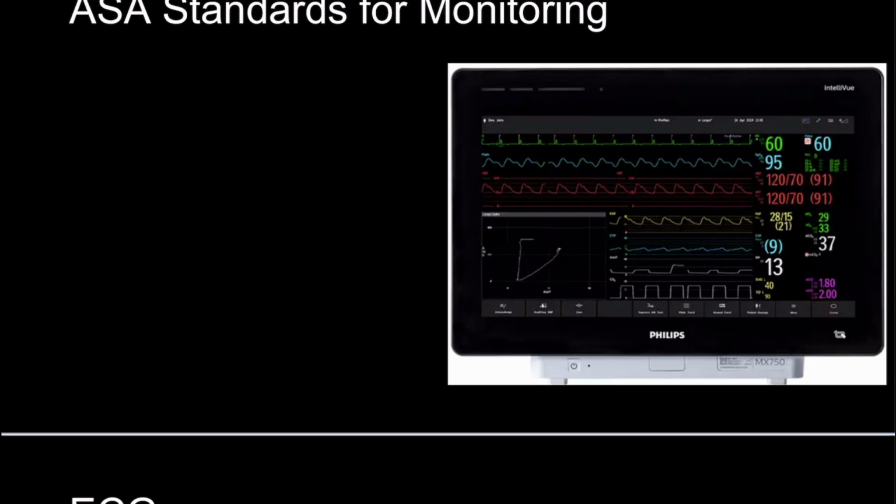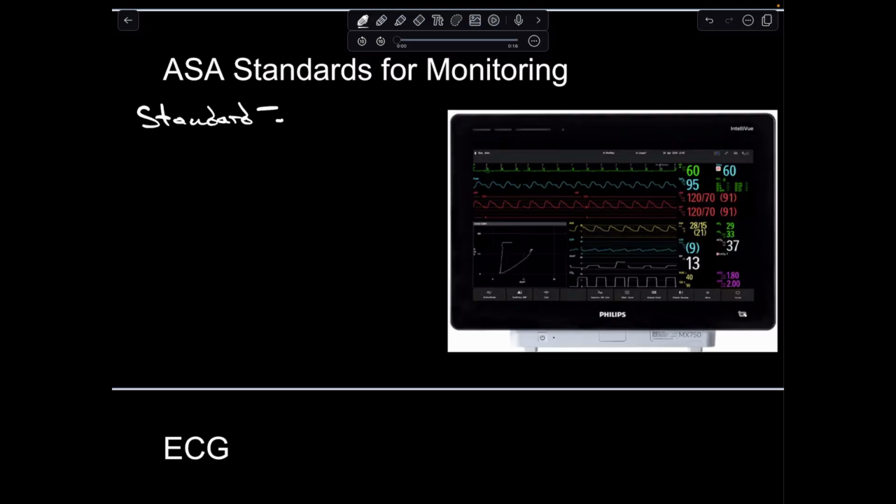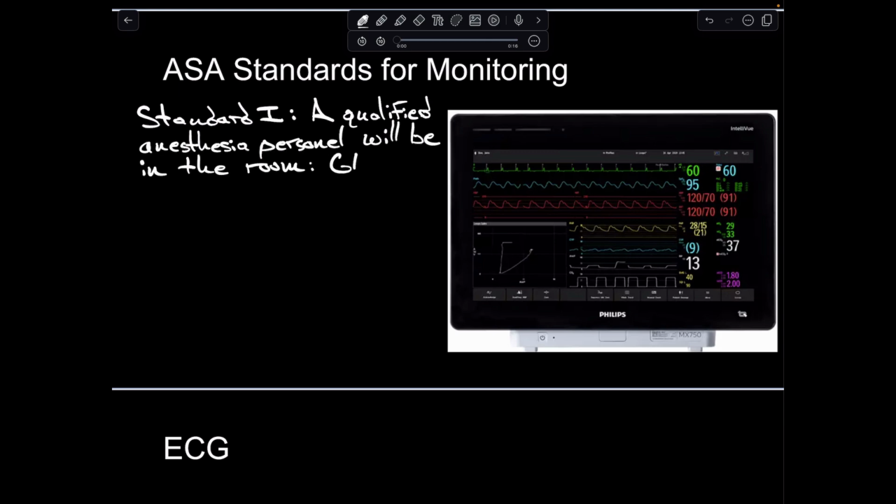So in the first standard that the ASA has for monitoring, they say that a qualified anesthesia personnel shall be present in the room throughout the conduct of all general anesthetics, regional anesthetics, and monitored anesthetic care. And then the second standard for anesthesia monitoring encompasses 4 different areas.